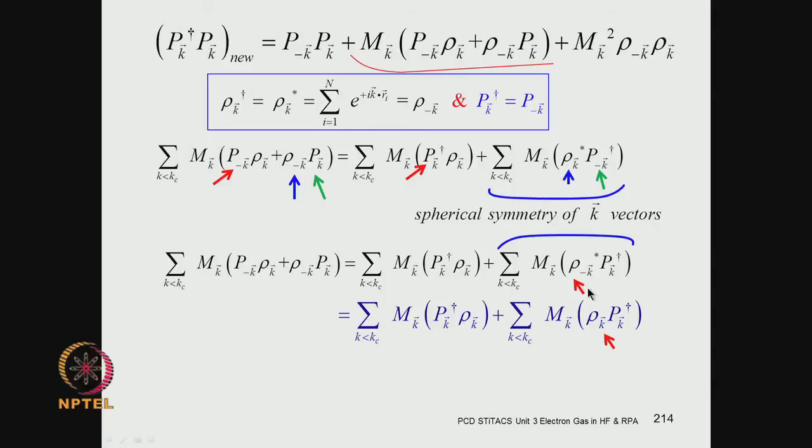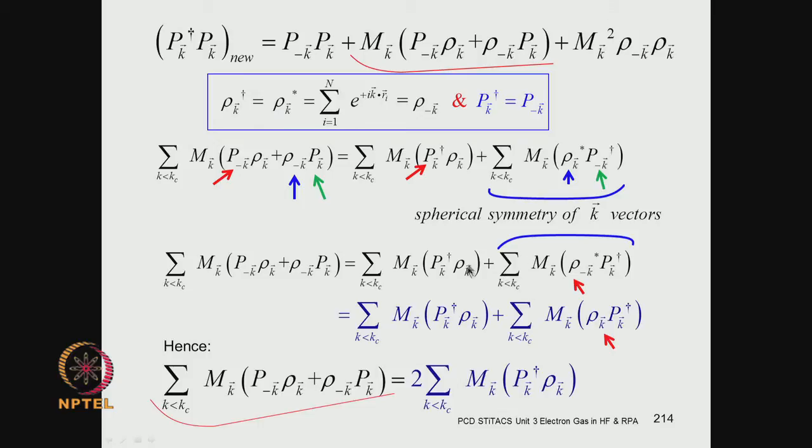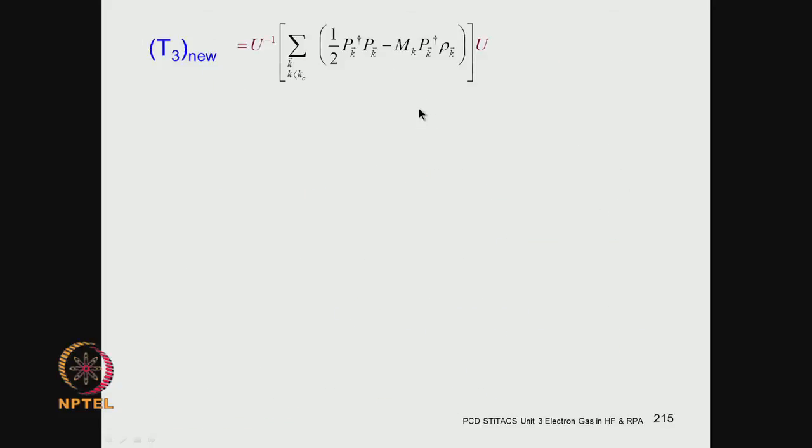Now what is rho of minus k star? Rho of minus k star is rho k itself. Rho of minus k is rho k star, so rho of minus k complex conjugate is the complex conjugate of this term, which is rho k. Now look at these two terms. This term is the same as this term, so the right hand side becomes twice one of the two terms. This is a result that we will use. Now this is the whole transformation that we have to look at.